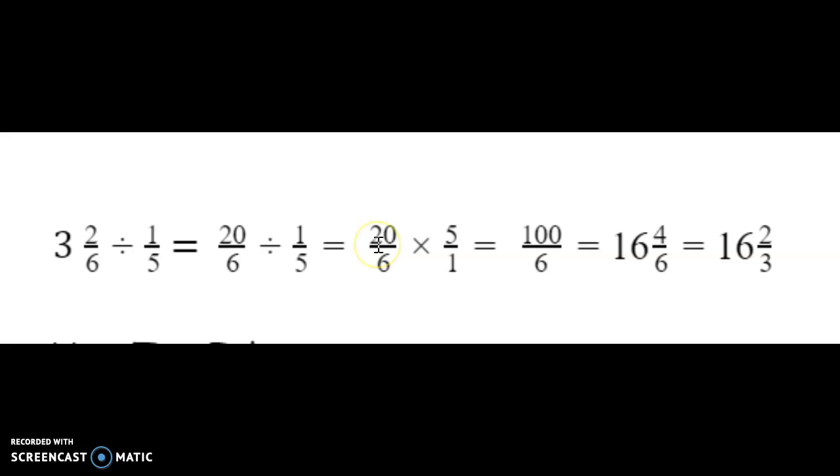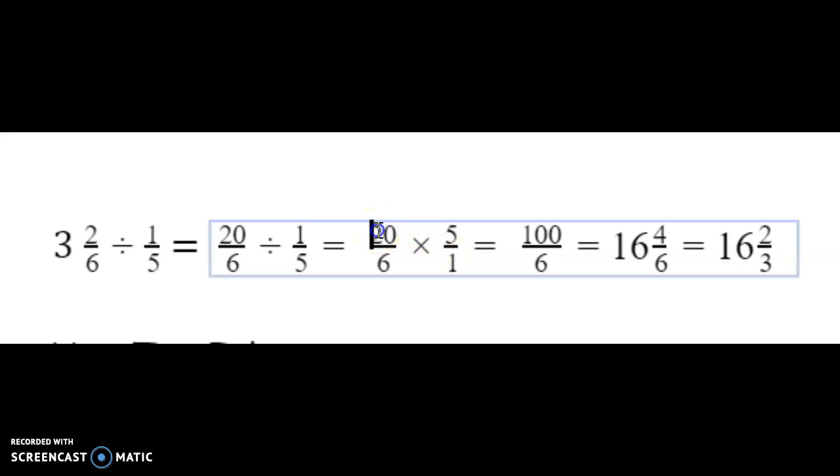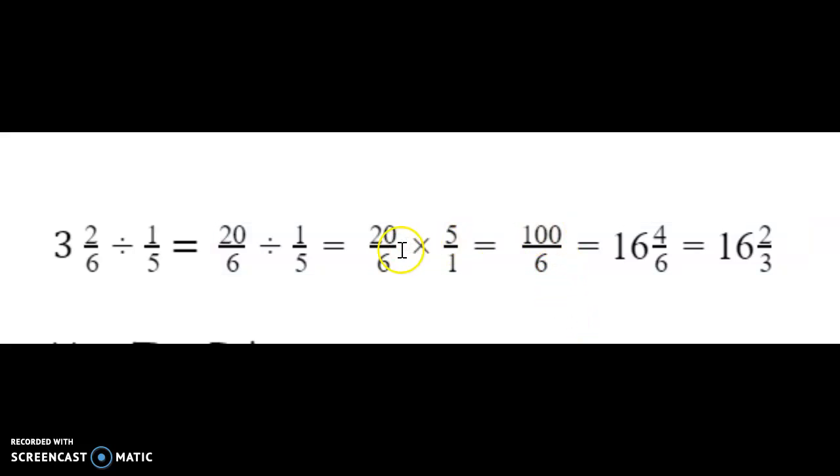20/6 stays the same. In the second step, the division sign becomes a multiplication sign. Also in the second step, the second fraction has to be taken as the reciprocal. So 1/5 becomes 5/1. We then look for anything to cross cancel, and we don't have anything that we can cross cancel. So we simply multiply across. 20 times 5 becomes 100, and 6 times 1 becomes 6.